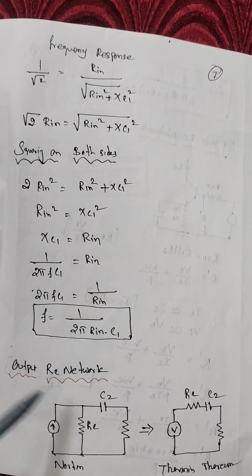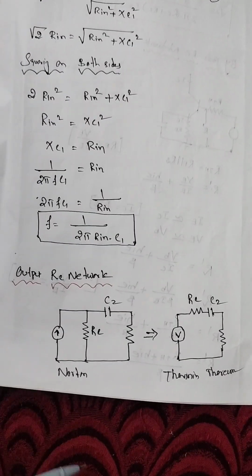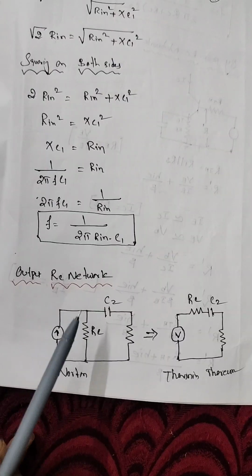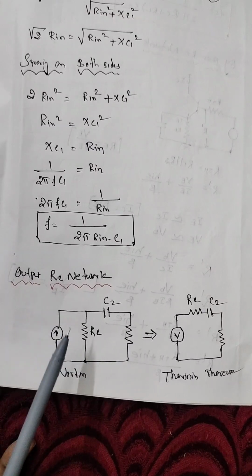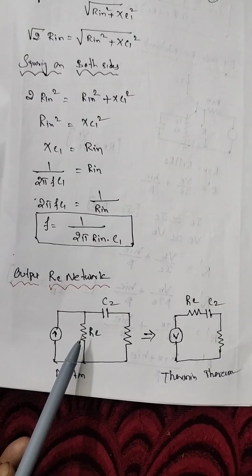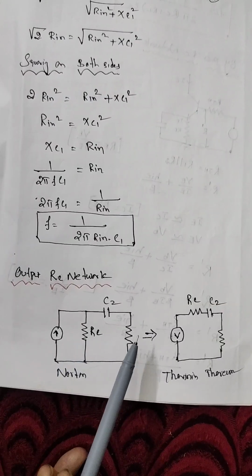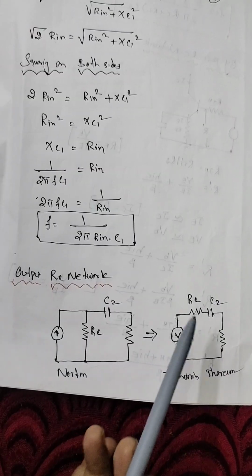Then what are we going to do next? The output RC network. See here, normally the input side has a voltage source with series resistance, and the output side is a current source with parallel resistance, we said, right? So here the voltage source, and on the output side, second, the current source with parallel resistance. Now I convert this Norton theorem into Thevenin theorem. So what happens: the parallel resistor is connected in series, voltage source with the series resistor.